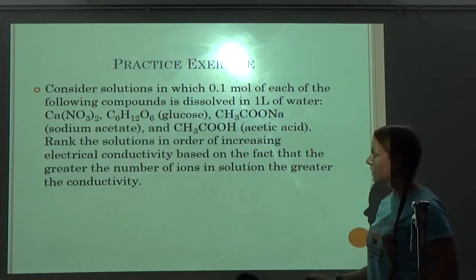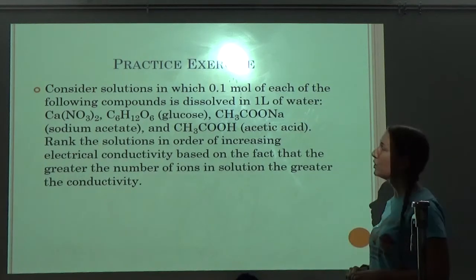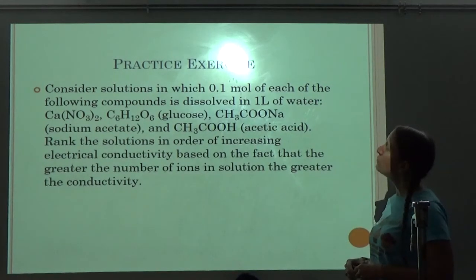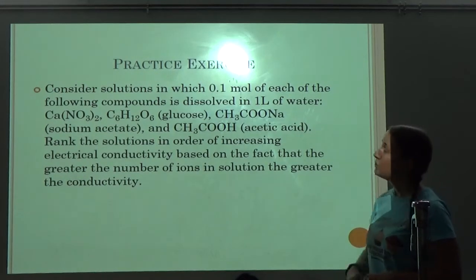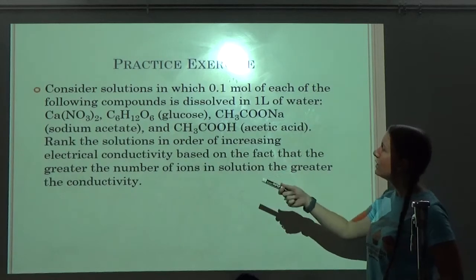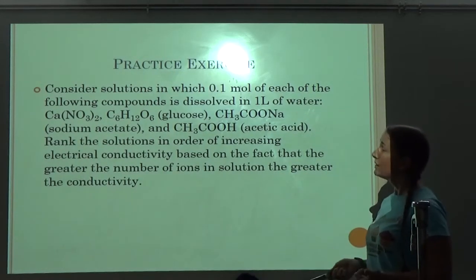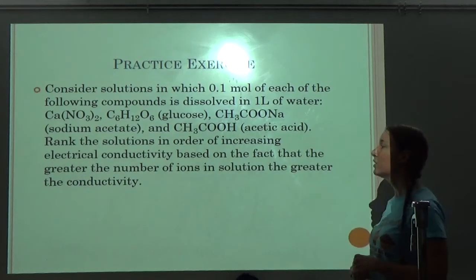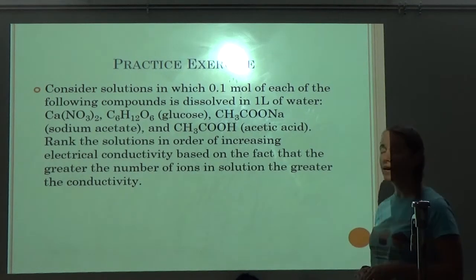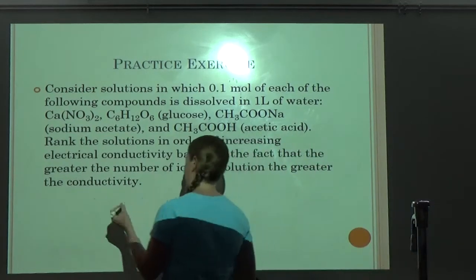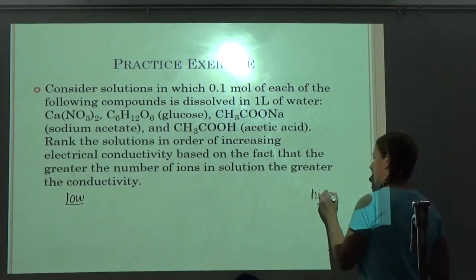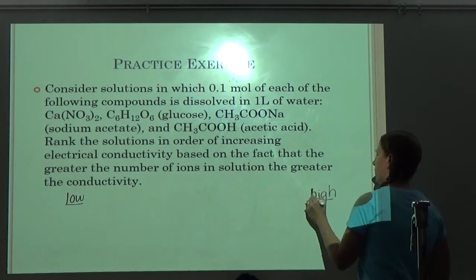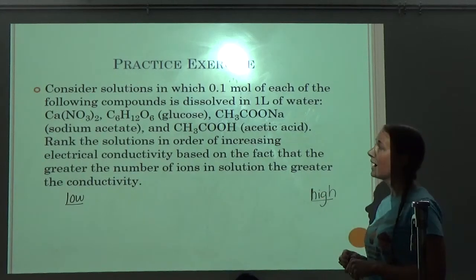Okay, so if you haven't tried it, try this one on your own. It says, consider solutions in which 0.1 mole of each of the following compounds is dissolved in 1 liter of water. So we have calcium nitrate, glucose, sodium acetate, and acetic acid. Rank the solutions in order of increasing electrical conductivity based on the fact that the greater the number of ions in solution, the greater the conductivity. Okay, so here we have low conductivity, and we're going to high conductivity. Okay, and so conductivity is based on the number of ions.